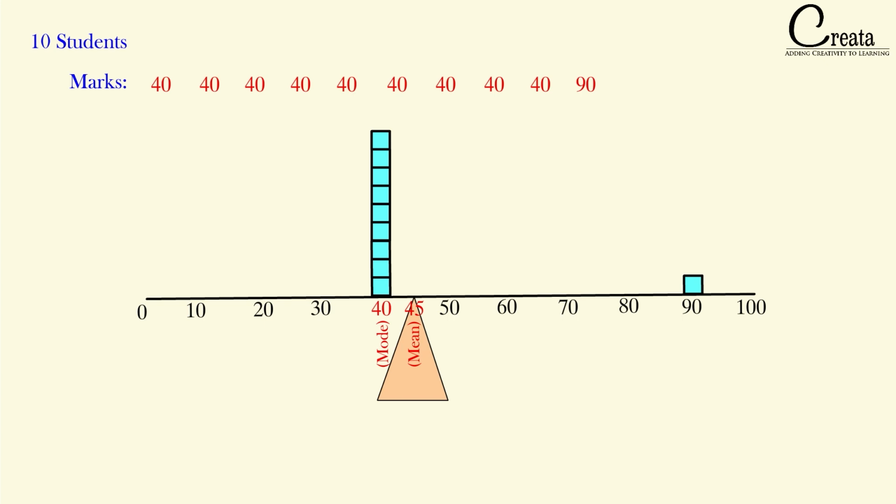If somebody asks, we cannot tell the marks of the class is 40 or 90 or 55, anything. We will tell the average of the class marks is 45. And if someone says what is the mode, we will say it is 40. Okay, the central tendency of the class marks.